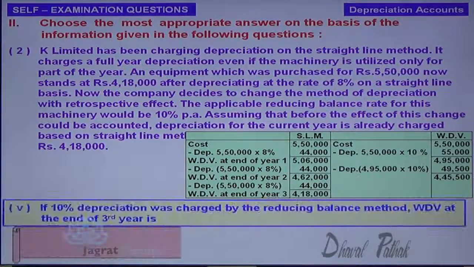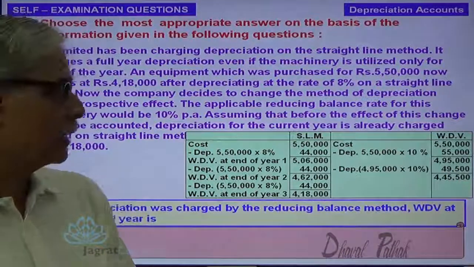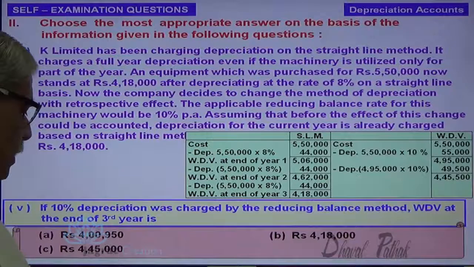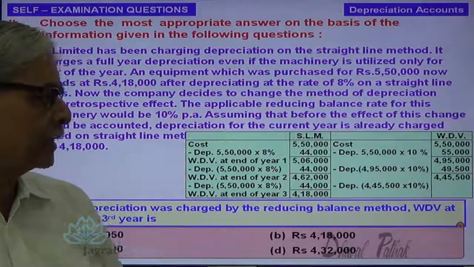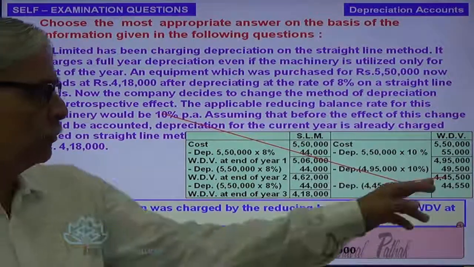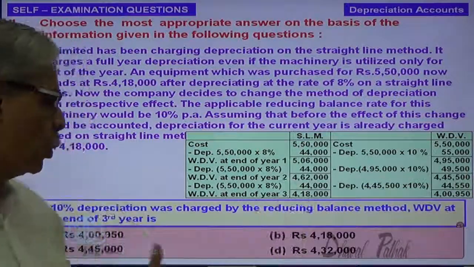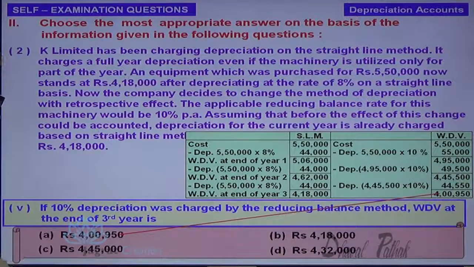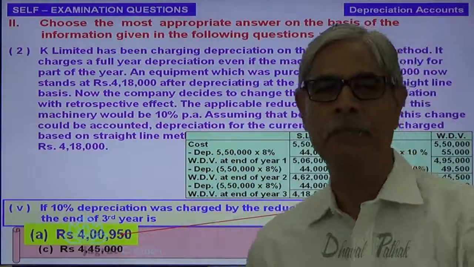Now, same way, if 10% depreciation was charged by reducing balance method, the written down value at the end of third year. So you are required to provide depreciation for 1 more year at the rate of 10%. So 4,45,500 into 10%. So these are the options given to you for this multiple choice question. So 44,550 is the depreciation. The written down value thereafter is 4,00,950. So option A is the correct answer for this. So this is how the answer to this multiple choice question is being worked out.